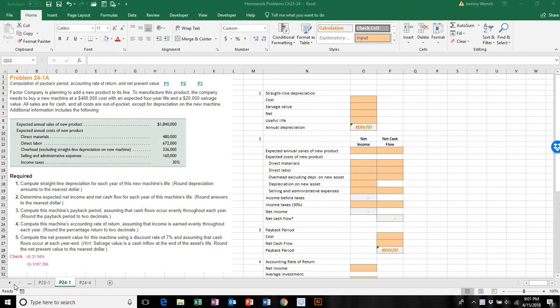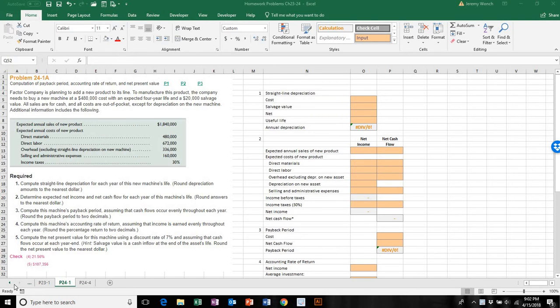So in problem 24-1, we're going to look at different ways to evaluate a project to figure out if it's a good deal or not. And so we're going to look at payback period, accounting rate of return, and net present value. And so payback period, that just looks like, hey, how long does it take for us to get our money back from this deal? It just looks at cash, looks at what we paid, and looks at the cash flows. It doesn't take into consideration any type of discounting for the time value of money at all.